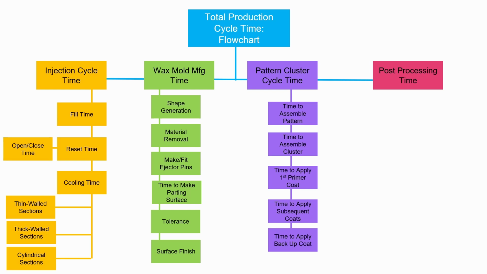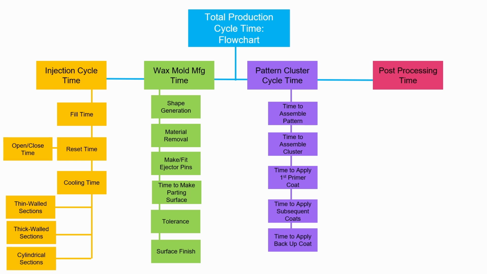The next column is the cycle time to assemble the ceramic tree cluster. For this, you need to calculate the time to assemble a single pattern. Even though most of the wax pattern is generated via injection molding, operators still need to attach separate wax pieces and additional features for things such as cast paths. Then you need to calculate the time to assemble multiple patterns into one cluster, which will be highly dependent on the size of each individual pattern and the packing density of the cluster.